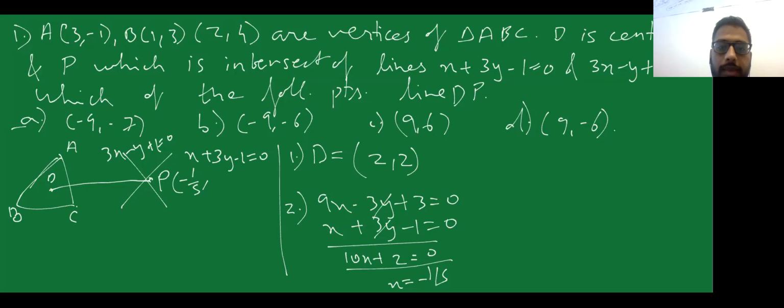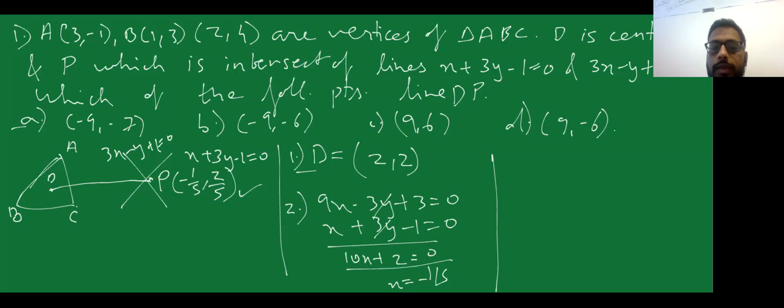Substitute x equal to minus 1 by 5 in any one equation. Suppose I put it in this, so that would be 3 into minus 1 by 5, minus 3 by 5, 1 minus 3 by 5, 5 minus 3 is 2 by 5. Okay, so the second coordinate, or y coordinate, would be 2 by 5. Now I have both the coordinates. I have the coordinates of D and I have the coordinates of P.